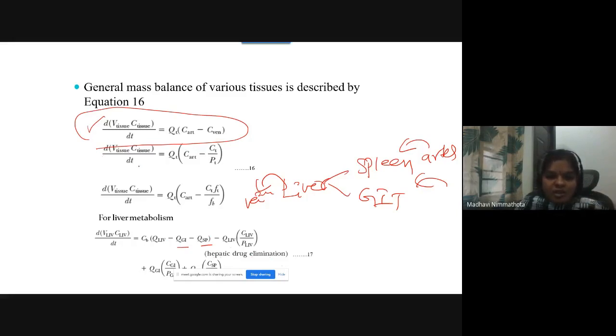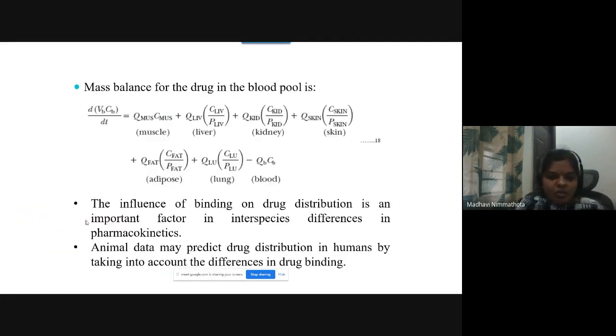So these are the general mass balance equations for the drugs. For the organs or tissues, you have to calculate the pharmacokinetic parameter here. In the same manner, if you want to calculate this general mass balance equation for brain or heart, instead of writing liver, you have to write brain and heart. Likewise, you have to calculate the other equations.